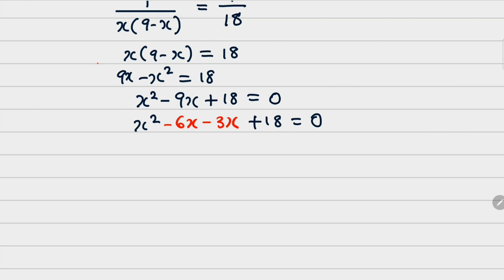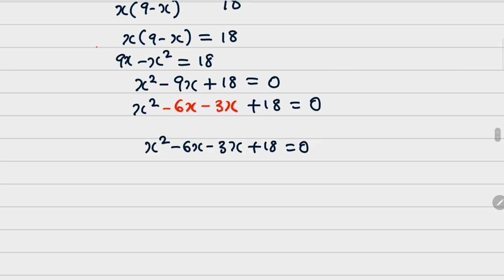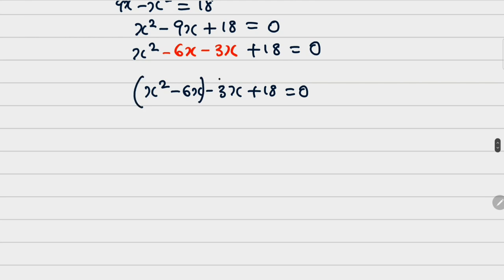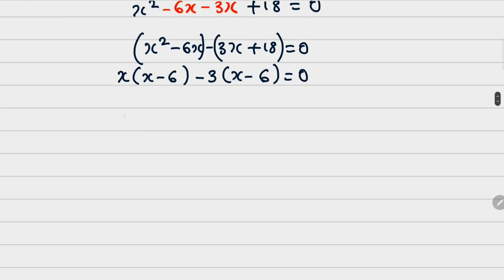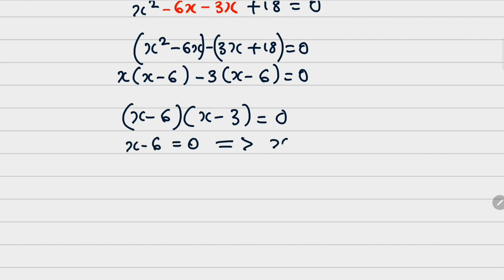Remember we always group them into 2. So we are going to have grouped into 2, just like I said. So here we have x, then we have x minus 6. Then here we factorize minus 3. So we are going to have x minus 6 into x minus 3 is equals to 0. So having this now, you are going to have your x minus 6 is equals to 0, implying that x is equals to 6. Then your x minus 3 is equals to 0, implying that x is equals to 3.